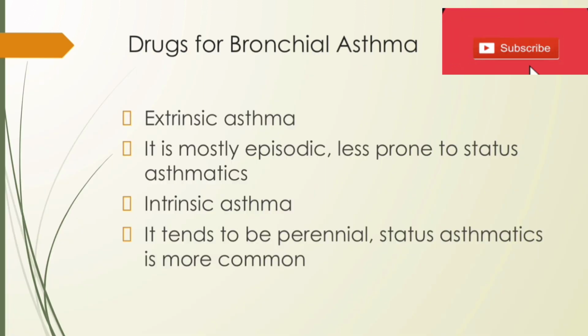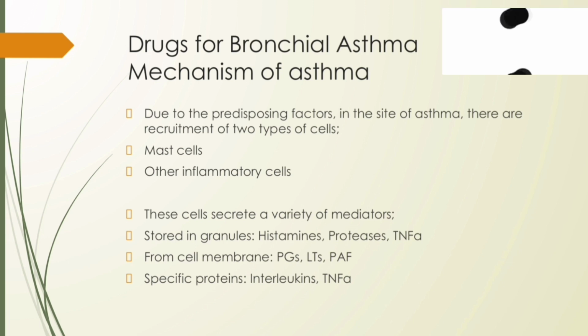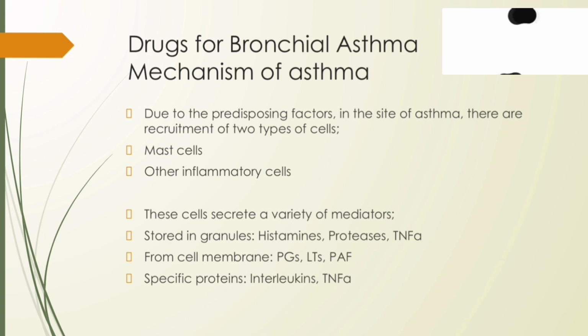So, the drugs for bronchial asthma basically depend on the types of asthma. Extrinsic asthma is mostly episodic and less prone to status asthmaticus, and intrinsic asthma tends to be perennial. Status asthmaticus is more common. Now, mast cells present in lungs and inflammatory cells recruited as a result of the initial reaction produce a multitude of mediators.